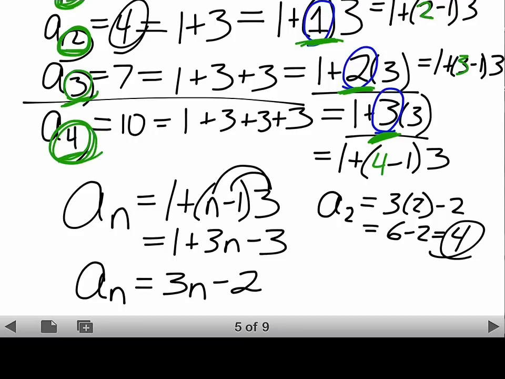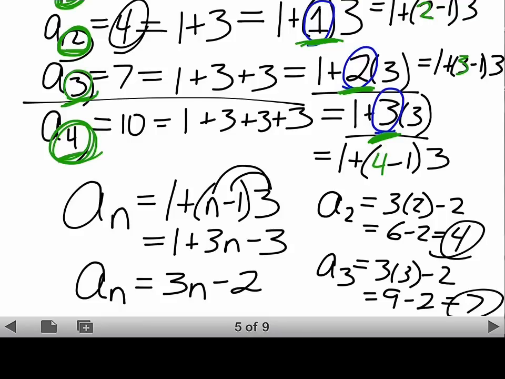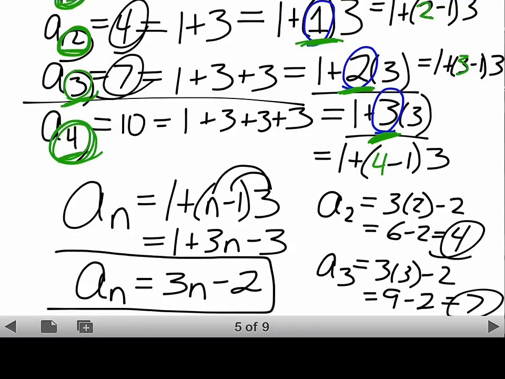Maybe we double check that a sub 3 works out, and then we'll call it a day on this one. A sub 3, according to our formula, would be 3 times 3 minus 2, so 9 minus 2, which is 7. That 7 matches up to what it's supposed to. Now I'm confident saying that a sub n is equal to 3 times n minus 2.